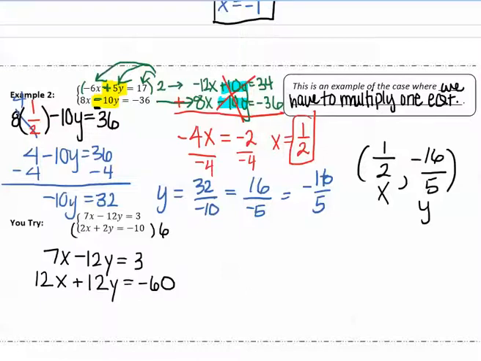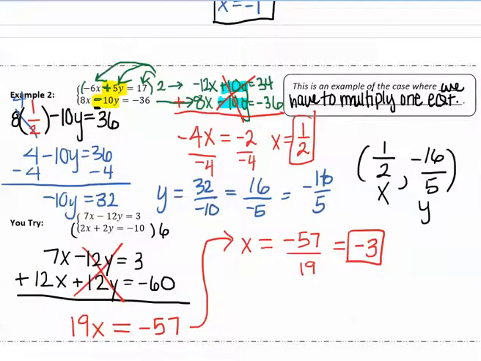Okay, so then go ahead and finish this problem. Did you get that x was equal to negative 3? Good job. Okay, now let's find y by plugging in x. I'm going to use the bottom equation. So that would be 2x. Oops, let's replace the x, right?